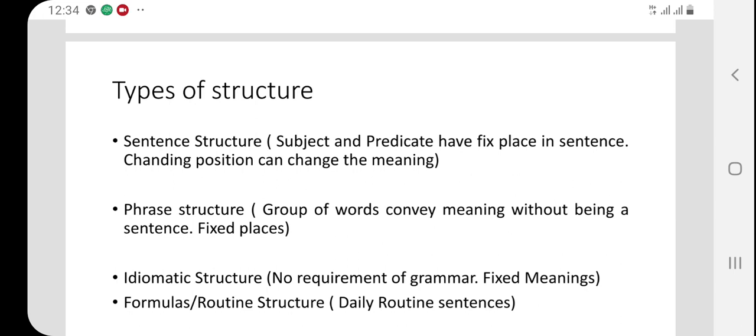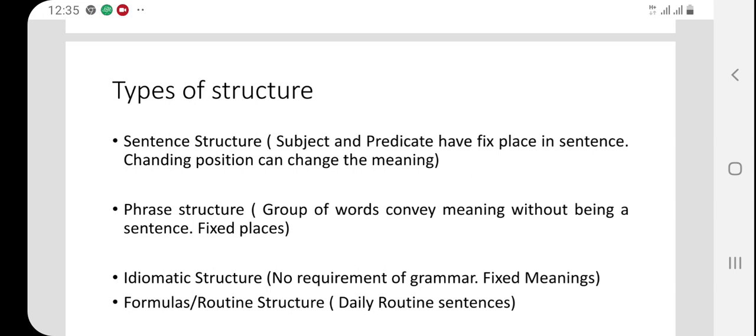So in a phrase we have fixed places. As I say, Ahmed is here and here is Ahmed, we can rearrange the words in a meaningful way. But when we talk about phrase structure, it means that they have fixed places. Friday afternoon means Friday afternoon. We cannot say afternoon Friday. In phrase structures, we cannot change the sequence or the places of the words. They are fixed. And phrases are not complete sentences.